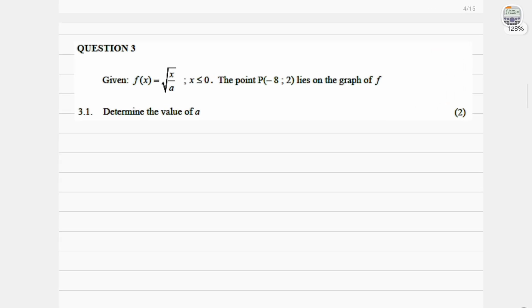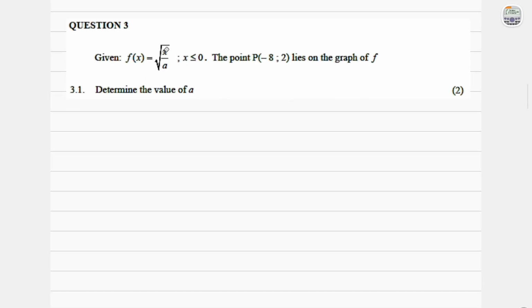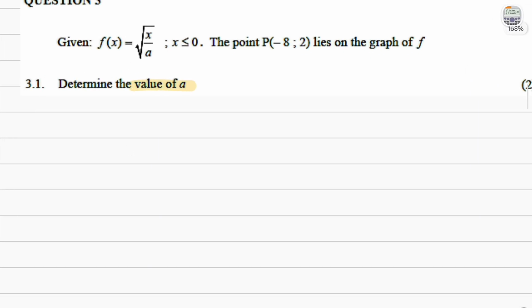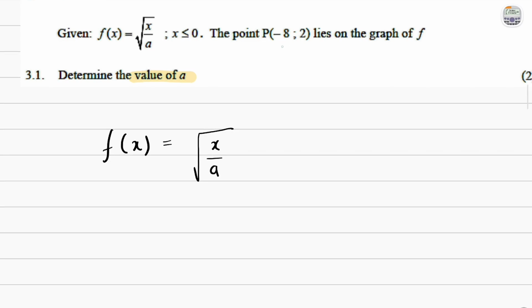Question 3 says, given f of x is equal to the square root of x over a, where x is less than or equal to 0, the point P, which is (-8, 2), lies on the graph of f. Determine the value of a. Okay, so let's take this point and substitute it into this equation. So if we have the square root of x over a, and P is a point that lies on this graph, the x value is negative 8 and the y value is 2. So 2 is equal to the square root of negative 8 over a.